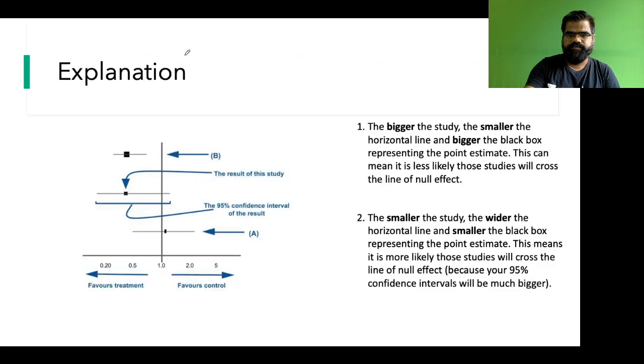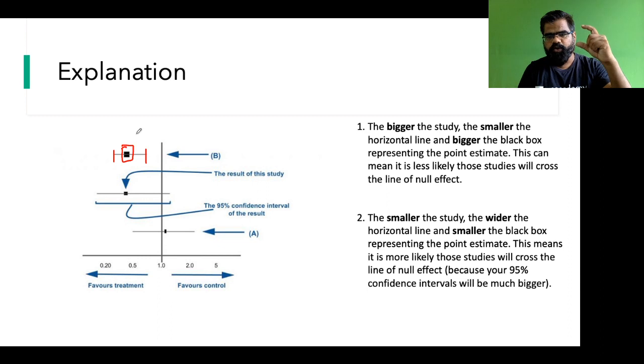Okay. Now, what is the interpretation? The bigger the study, meaning you have more samples in that, the smaller will be the confidence interval. Means smaller will be the horizontal line. And the bigger the study, the smaller is the horizontal line, and the bigger is the black box. Okay. What does this mean?